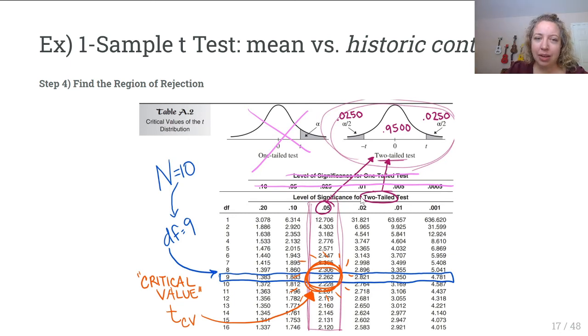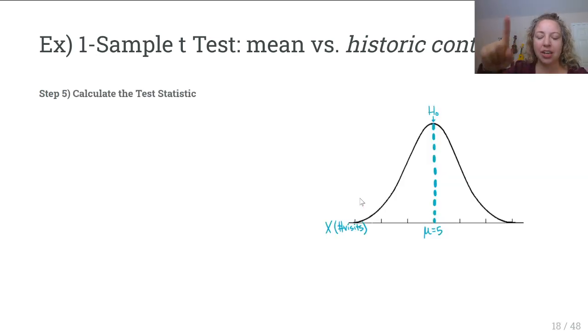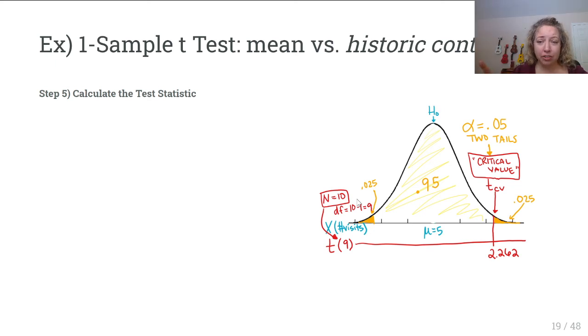So I'm going to go ahead and label this on a new normal curve. So our normal curve, again, is always centered at the mu of the null hypothesis. We're always assuming the null hypothesis is true. So it's centered at our null hypothesis, mu equals 5. And we just looked up in the table and we found that our critical value is 2.262 based on having 9 degrees of freedom, 2 tails, and an alpha of 0.05. So I'm marking the critical value. That is alpha 0.05 divided equally in the 2 tails, leaving 95% in the center. So I've marked that, 2 equal tails.